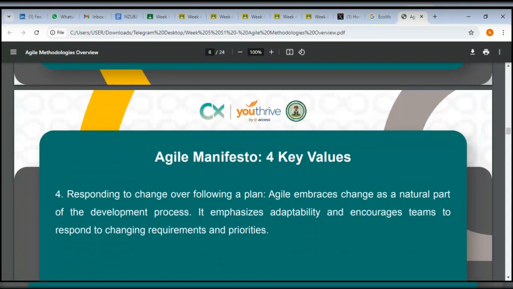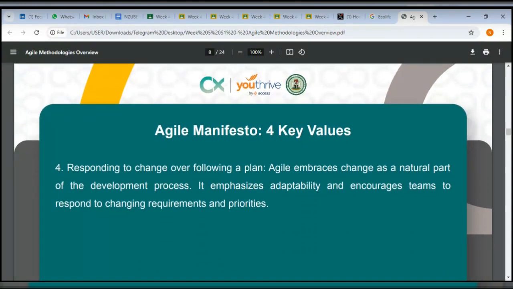The last value in the Agile Manifesto is responding to change over following a plan. So Agile embraces change as a natural part of the development process. It emphasizes adaptability and encourages teams to respond to changing requirements and priorities.